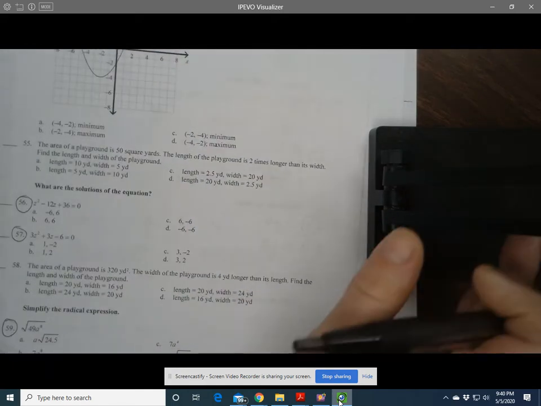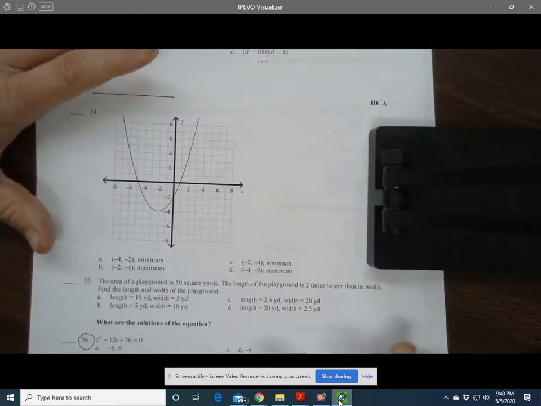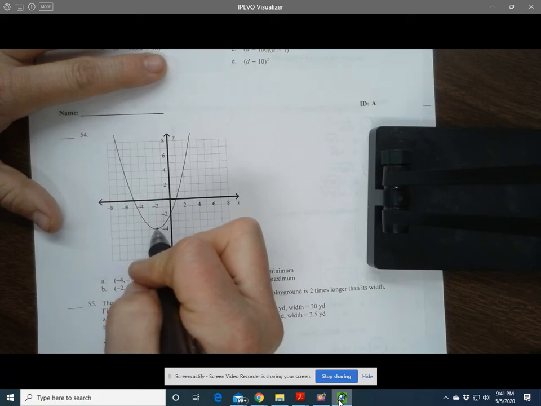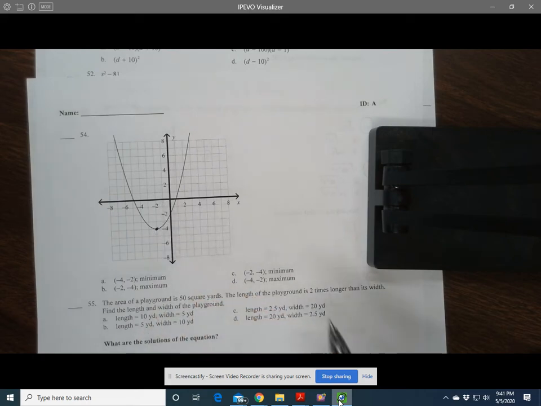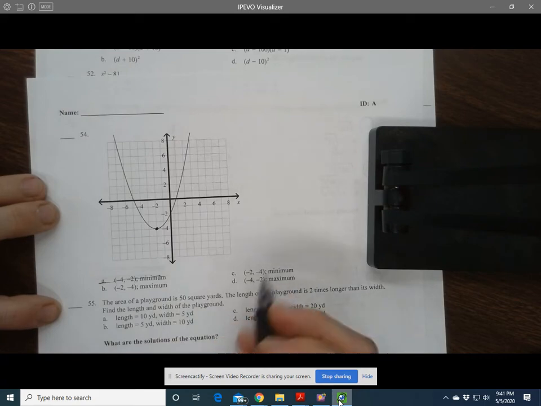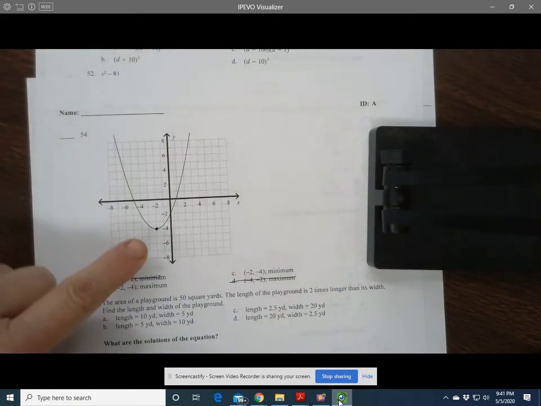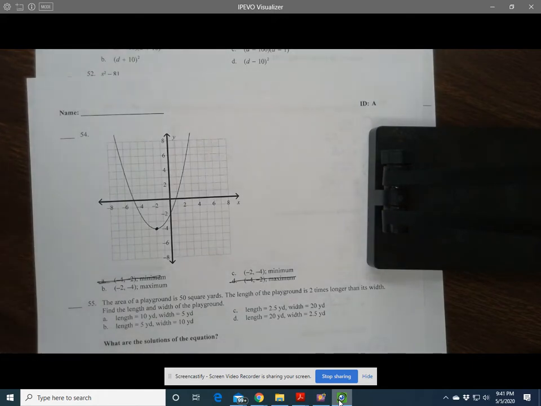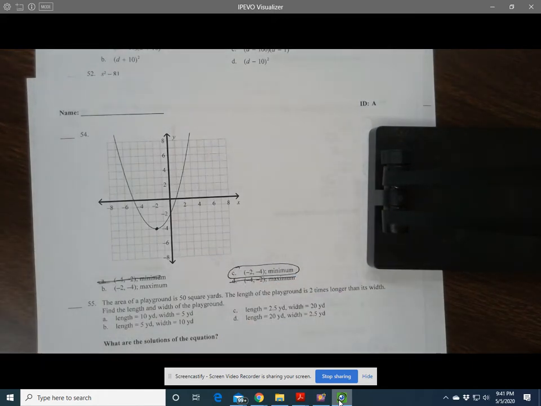Same thing with this one. I just gave you two of them so you could get a little more practice on it. Again, the vertex is the very center of it. And so what is that point right there for number 54? Well, that is -2, -4. So that means you can eliminate these two. And that parabola is a minimum because everything else is above it. So that one is going to be C.